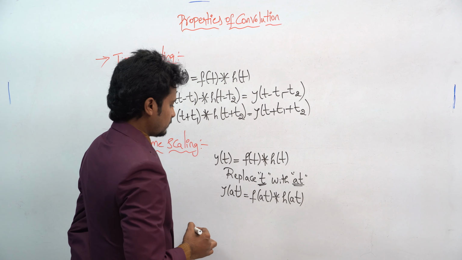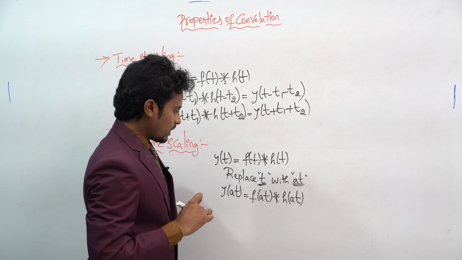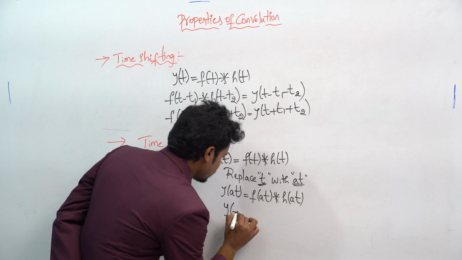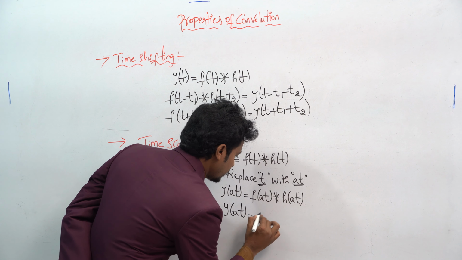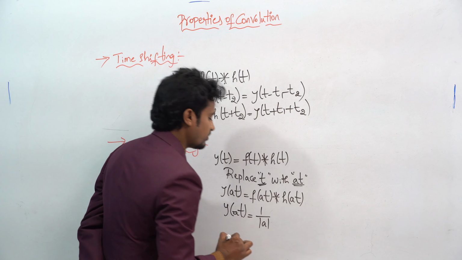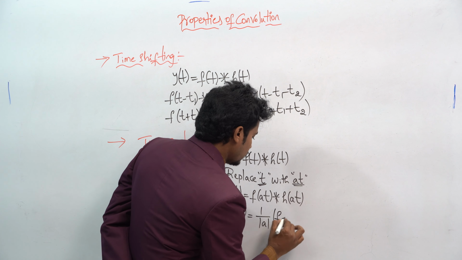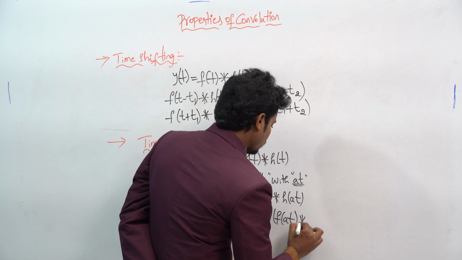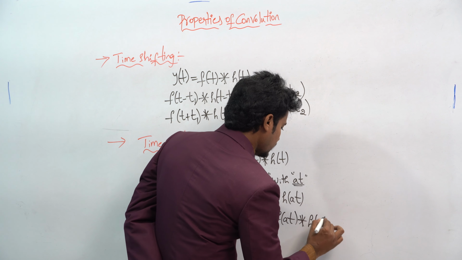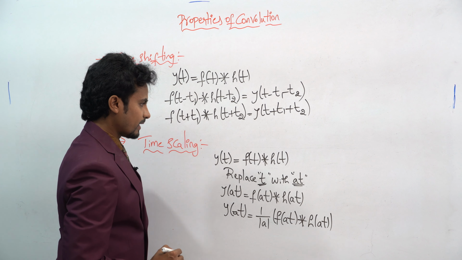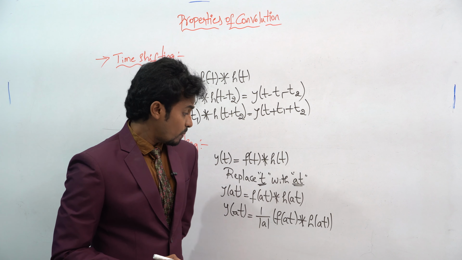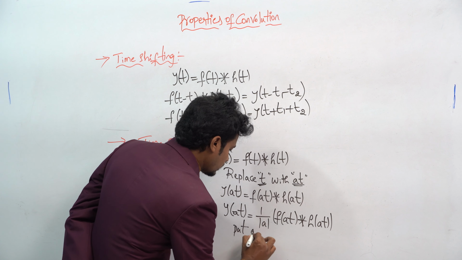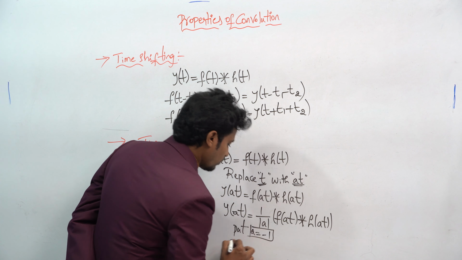This you can also write as y of at is equal to 1 divided by modulus of a times f of at convolved with h of at. For example, if you put a is equal to minus 1, what will happen?